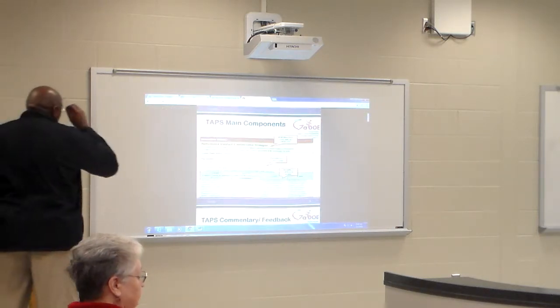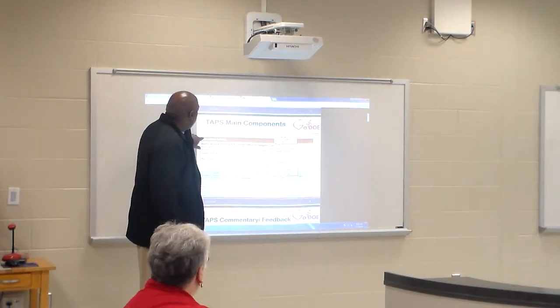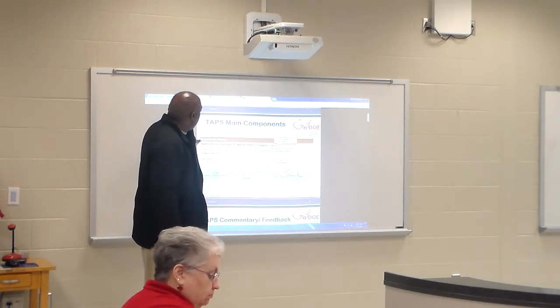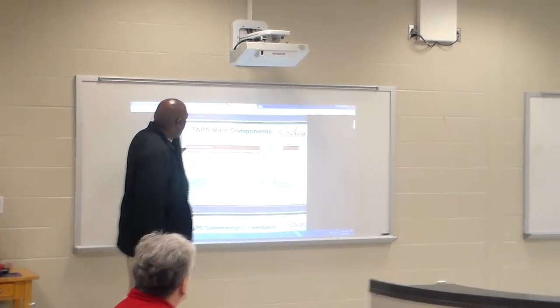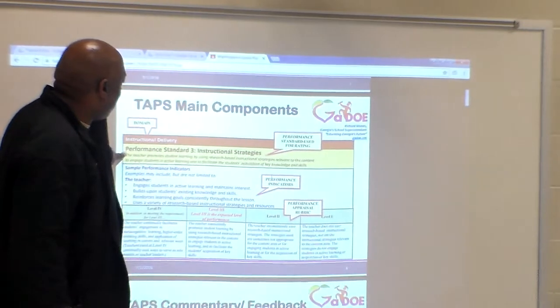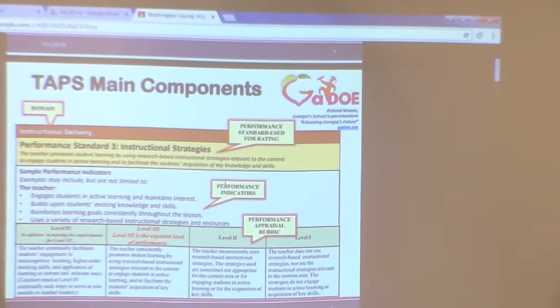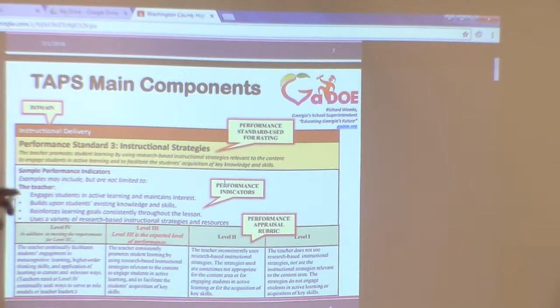That's just a little breakdown of what the standard is. It talks about the domain, which is the instructional delivery. Then it talks about the standard on the teach, which is number 3. And then here are some performance indicators that we look at when we walk in.